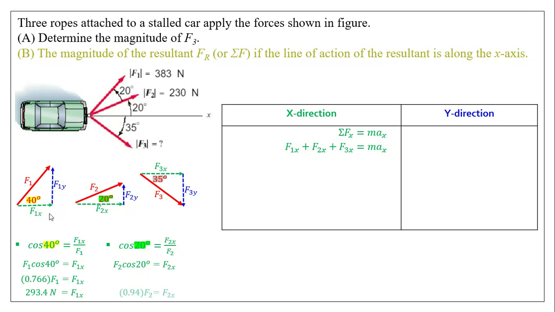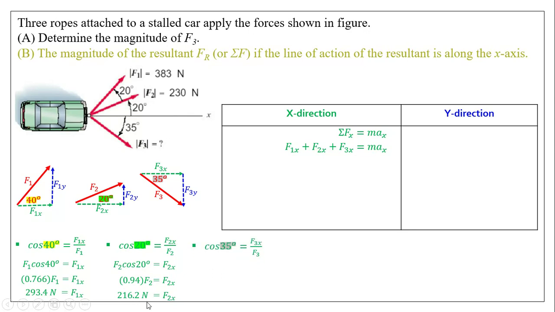Using the same strategy, except the angle here is 20, and cosine of 20 is 0.94, and then F2 in the diagram is 230. So if you put in cosine of 20, it's 0.94 of F2. If you put that on the calculator, you should get about 216.2.